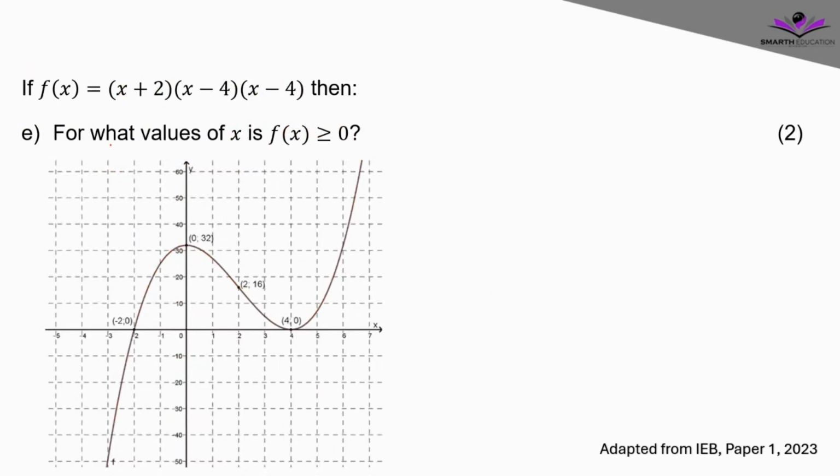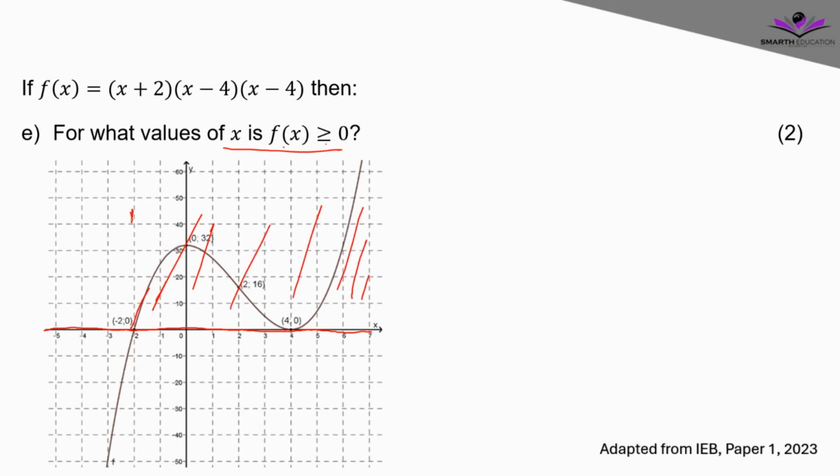E says, for what values of x will the graph f of x be greater than or equal to 0? What is the meaning of this? Greater than or equal to 0 means that the graph is above the x-axis. So where is the graph above or on the x-axis? Because it says greater than or equal to, it should be on the x-axis or above. So all this part, the graph is above. That's what we want.